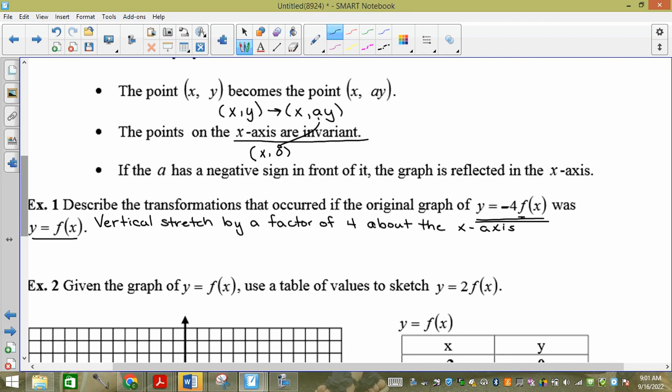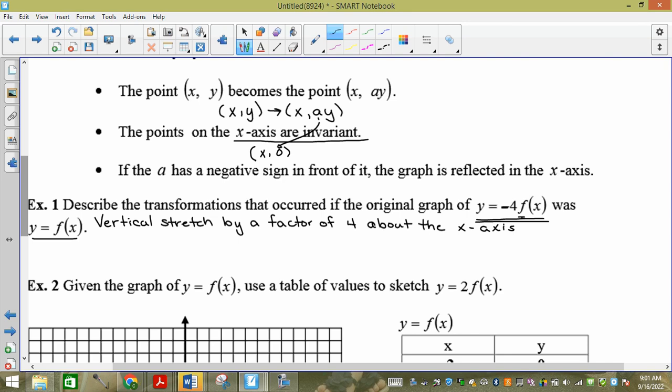Where are we stretching it about? Which axis is located between my two arms? The x-axis. That's why it's about the x. It's a reflection in the x, it's about the x. So whenever it affects the y's in mapping, it's about the x.